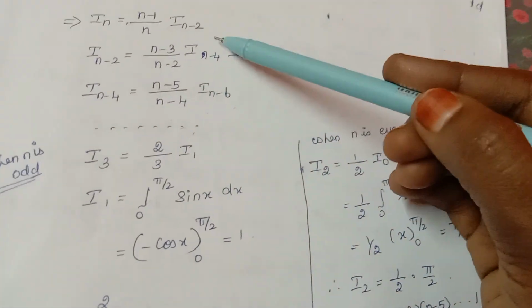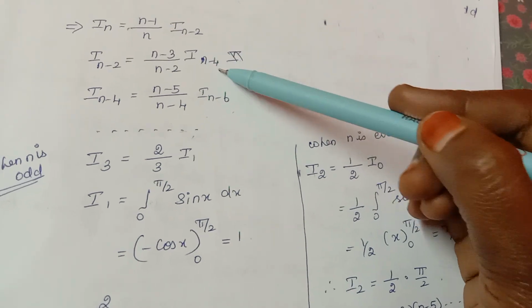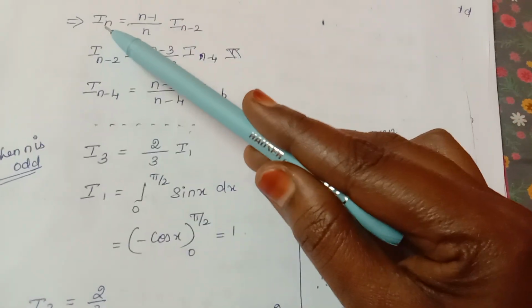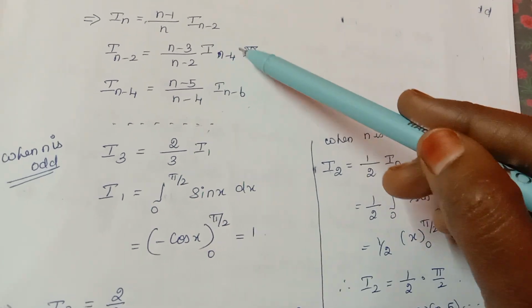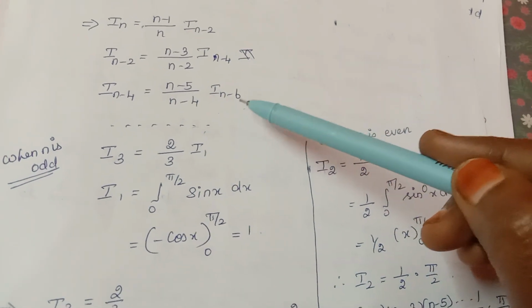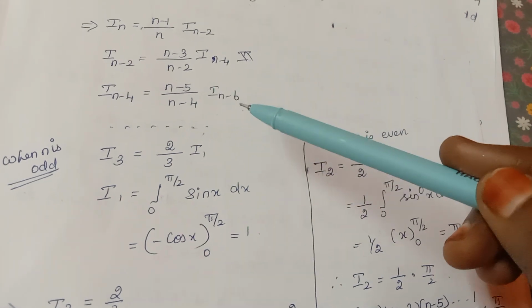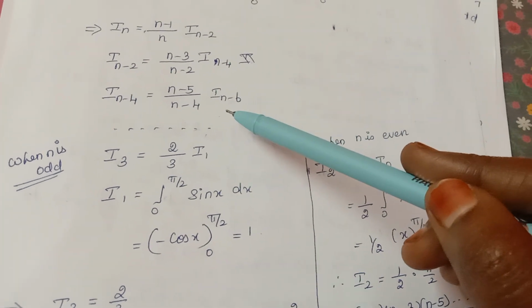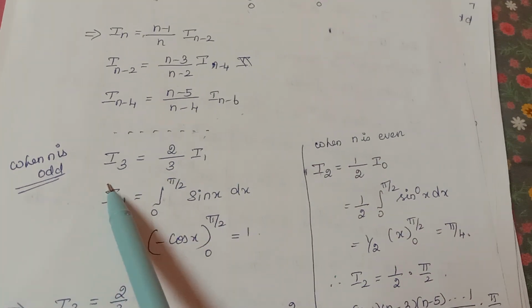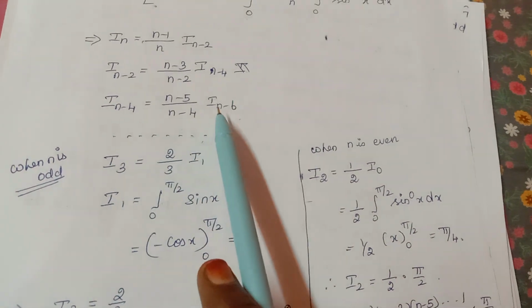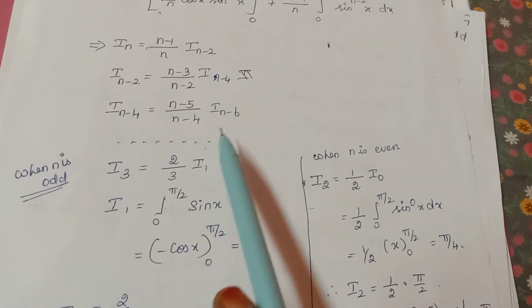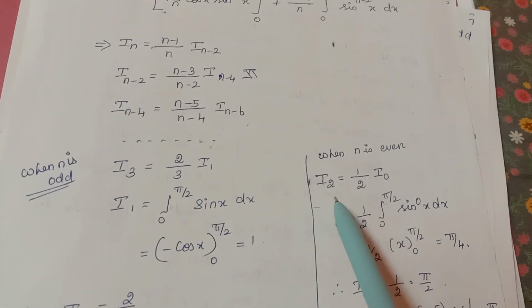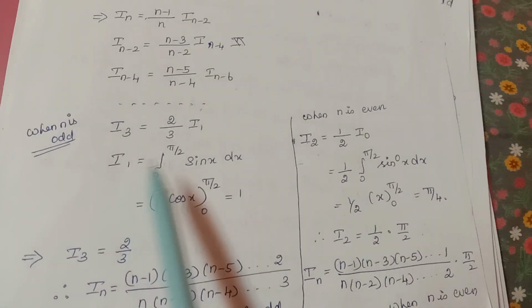See, in each term the index is reduced 2 by 2. That is, initially my index is n, then in the next step it is reduced by 2, I n minus 2, next n minus 4, n minus 6. It is reducing 2 by 2. So depending on the value of n, either it will reduce to I3 or I2. That is, when n is an odd integer, it will finally end at I3. When n is an even integer, it will end at I2. Okay, so let us find what is I3 and I2.